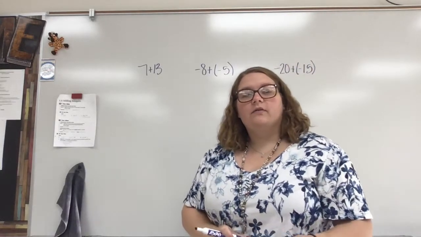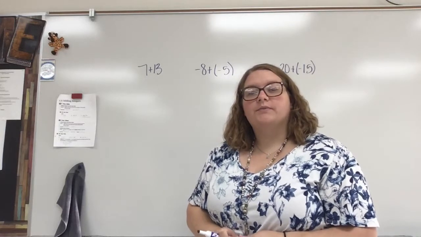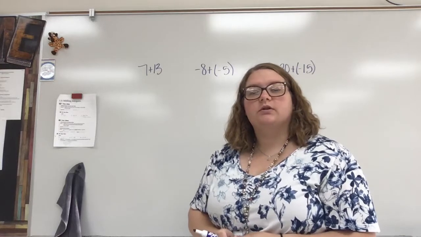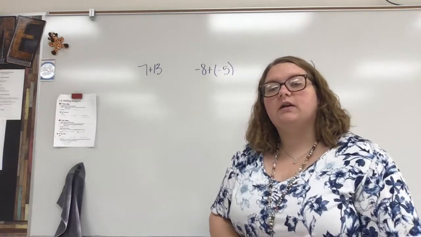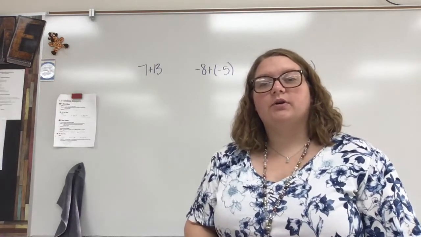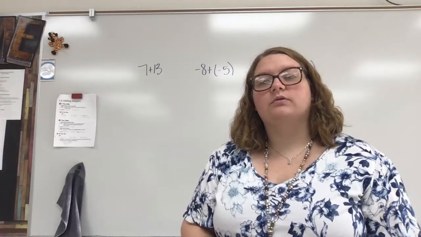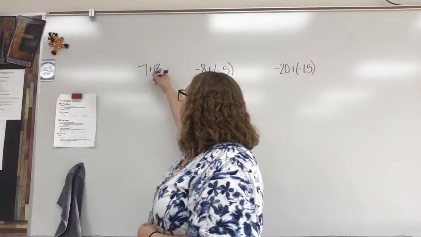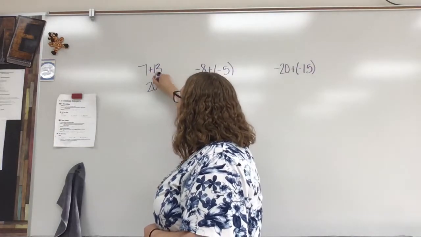Now that you've had a few minutes to look over those three problems, we're going to go ahead and talk about them together. So the first one is 7 plus 13. Again, they have the same sign, so we're going to add the two numbers and keep the sign that came with them. So 7 plus 13 is 20, and this will be a positive 20.